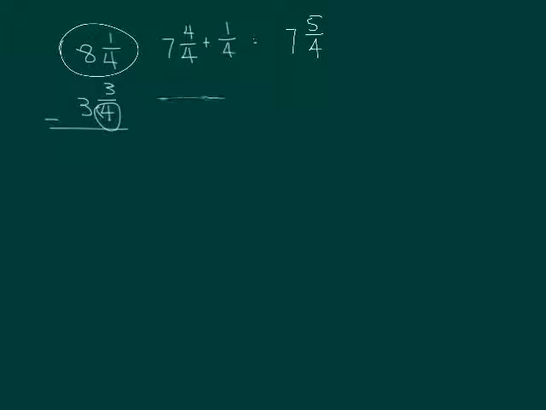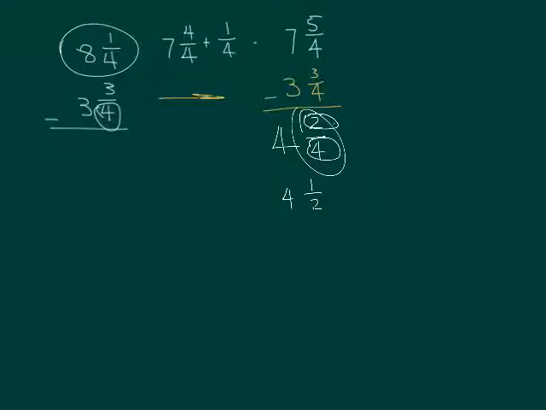Now let's go ahead and put this 3 and 3/4 back. And now we can subtract because this number is now bigger than this. This is just another way of writing 8 and 1/4 so that we can do our subtraction. So 5 minus 3 is 2, 7 minus 3 is 4, 2 over 4 will reduce to 4 and 1/2 because 2 goes into 2 once, 2 goes into 4 twice, and that's where we get our 4 1/2.